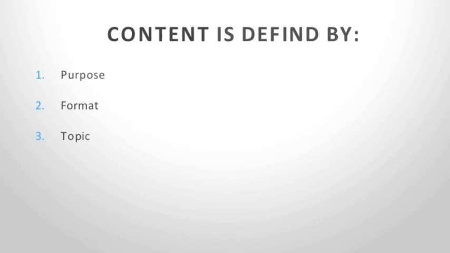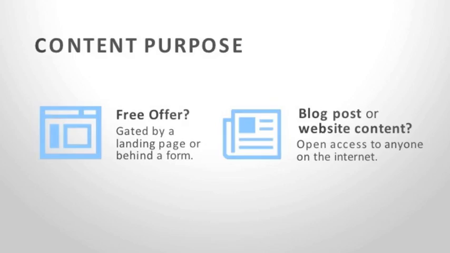So you have your definition of content. Simply put, content is information. But content is best defined by 3 things: its purpose, its format, and its topic. First, what is the purpose of this content? Is the purpose to get more people to your site or to get them to convert to leads? That's the big difference between these two.